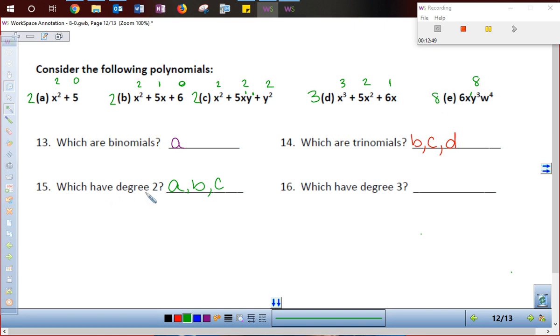So the degree 2 is A, B, and C. On number 16, it wants to know which have a degree of 3. Well, we've already done this work. The degree of 3 is letter D.